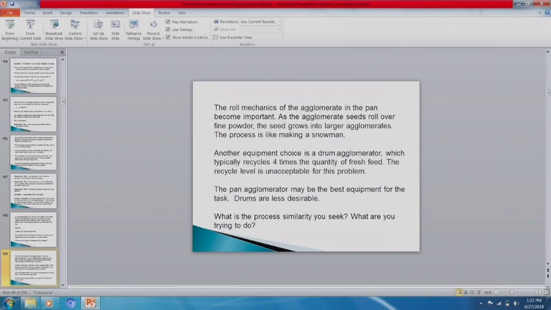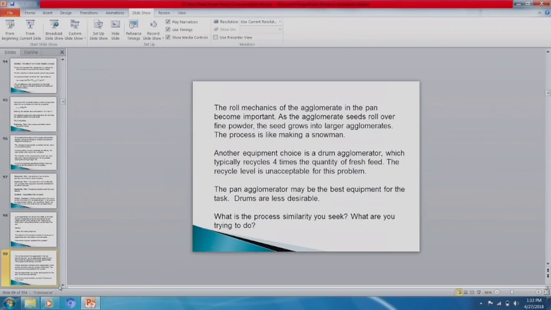Same sort of thing applies with the drum agglomerator. There's a competitive geometry that's possible. The reason why you don't want to use the drum agglomerator is it recycles 4 times the quantity of fresh feed. That's ridiculous. So quickly you find that perhaps a pan agglomerator is the best equipment for the job. Drums are less so. So what process similarity do you seek? What are you trying to do?